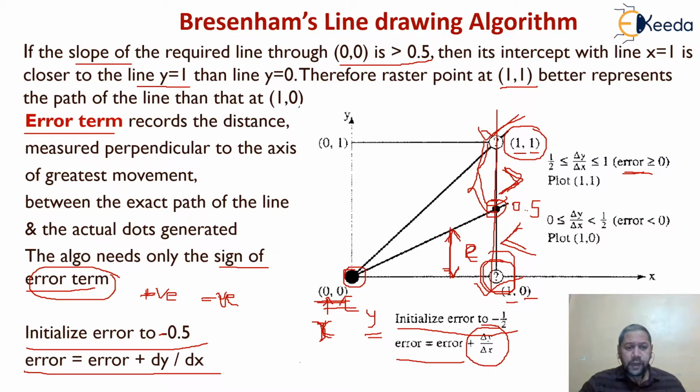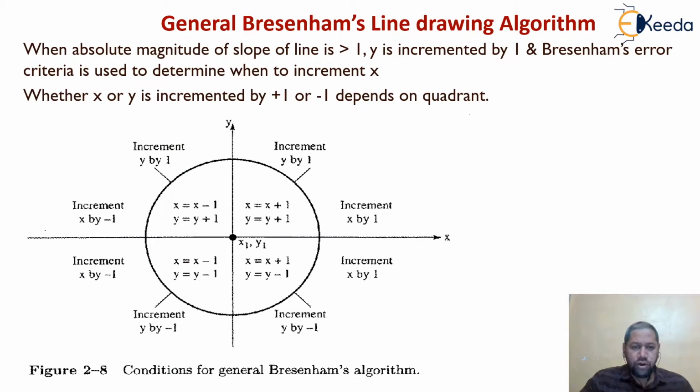Now I want everyone to look at this. I have written the words general Bresenham's algorithm. In the previous case I wrote only Bresenham, now I have written general. General means I want to draw the line in any quadrant. So let me go through this. When the absolute magnitude of the slope of the line is greater than 1, the y is incremented by 1, and Bresenham's error criteria is used to determine whether to increment the x.